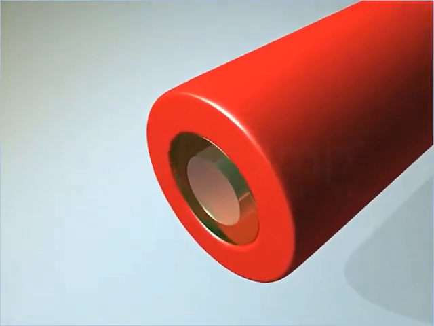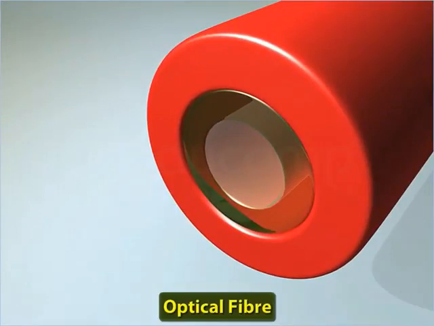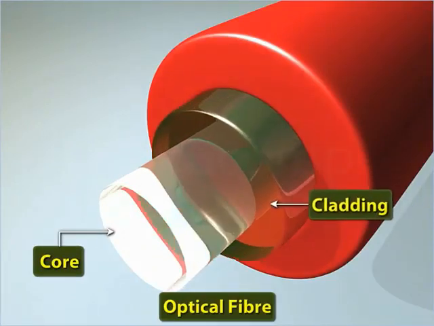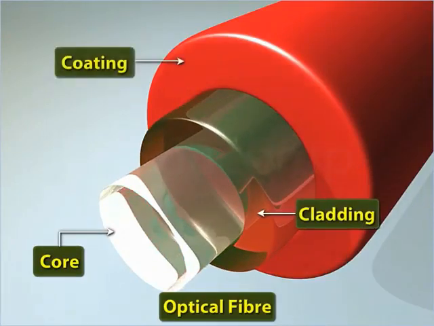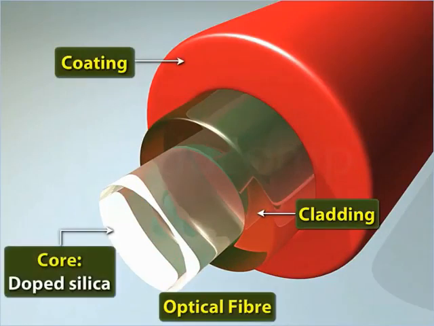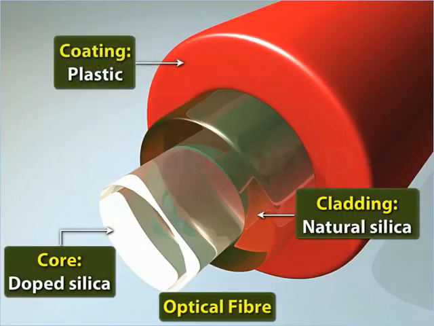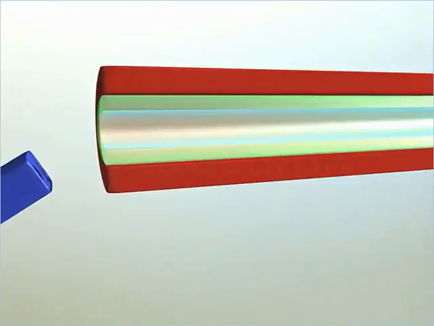Let us now return to an optical fiber. An optical fiber has three main parts: a core, a cladding, and a coating. The core is made of doped silica, the cladding of natural silica, and the coating of plastics. The core is optically denser than the cladding.